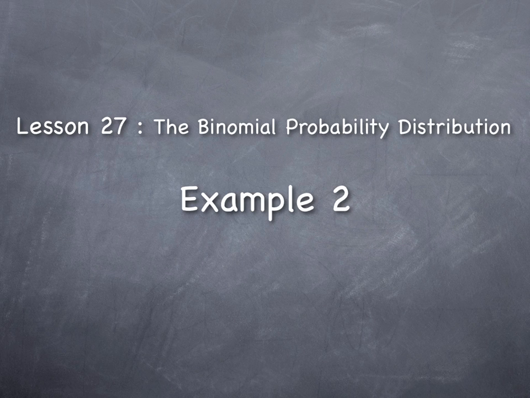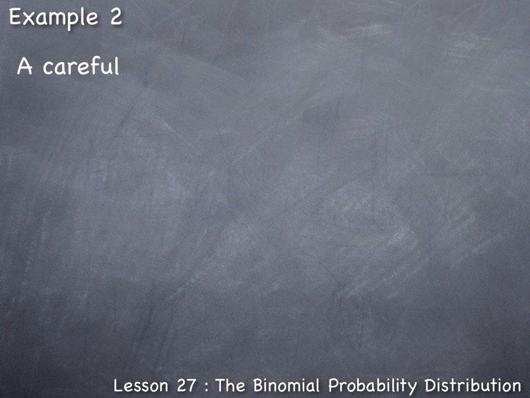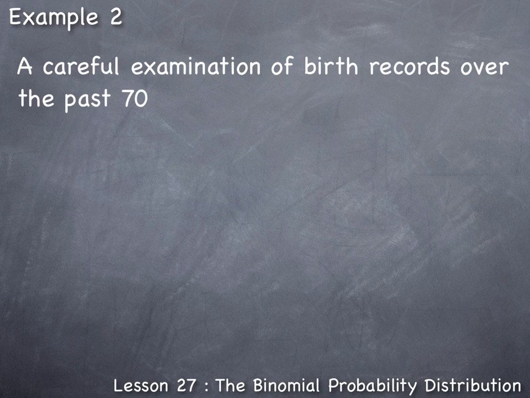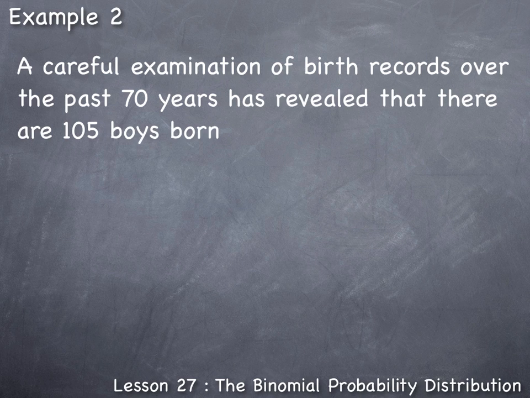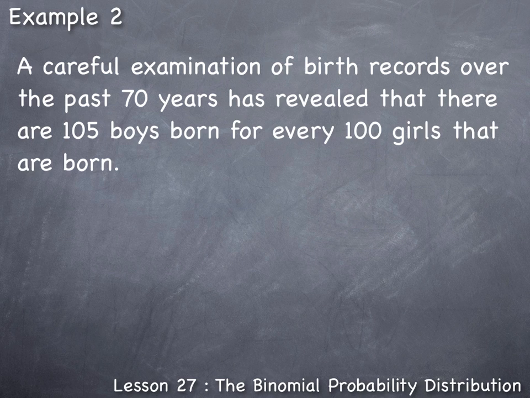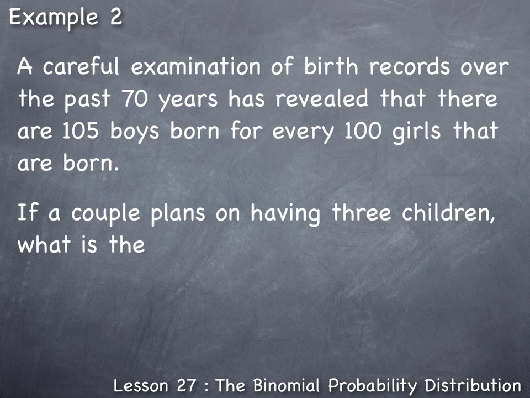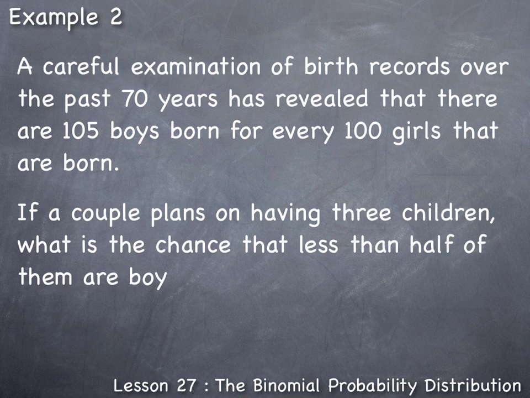Lesson 27, the binomial probability distribution. Example 2. A careful examination of birth records over the past 70 years has revealed that there are 105 boys born for every 100 girls that are born. If a couple plans on having 3 children, what is the chance that less than half of them are boys?